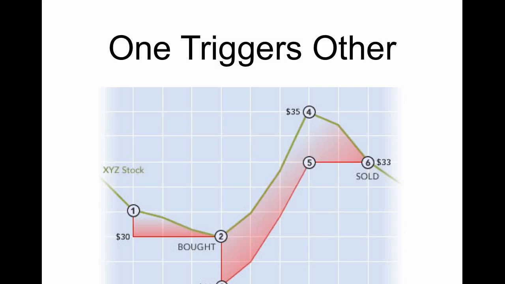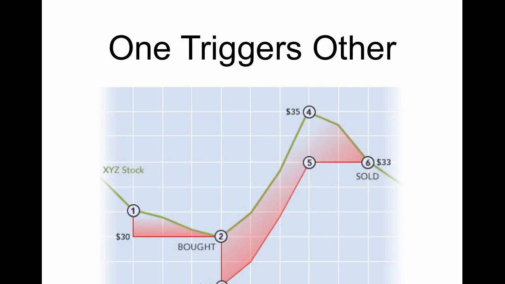So let's say that from point number 2 all the way up, the stock trades back up to $35. And you can see that from point number 3, our trailing stop that was originally at 28 has now trailed the stock all the way up to point number 5.